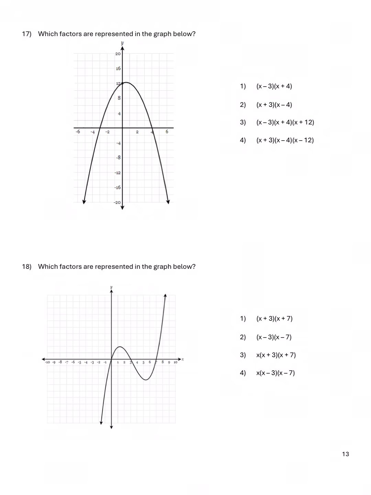Okay, number 17. Which factors are represented in the graph below? All right, so if we look at the zeros, you can see we have a 0 right here at x equals -3, and we have a 0 right here at x equals +4. So we know the factors are going to have the opposite signs, x plus 3 and x minus 4. So where do we see that? Choice 2. Now I want to point out, look at this graph.